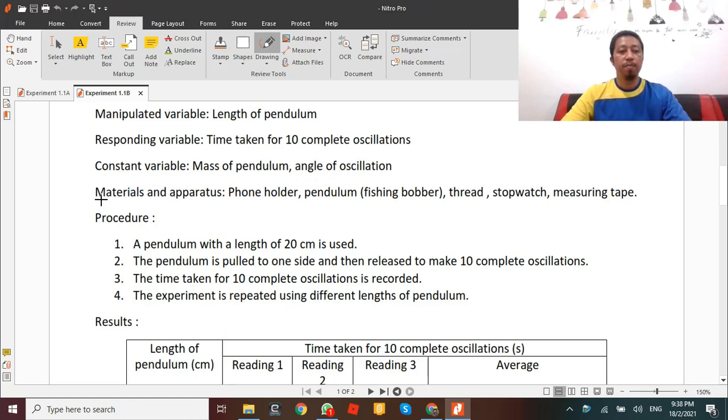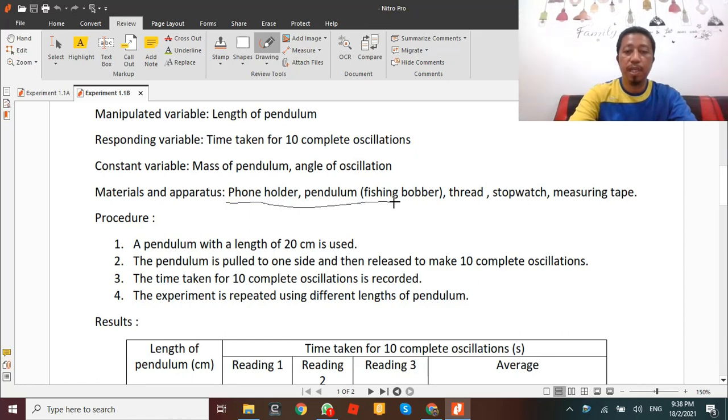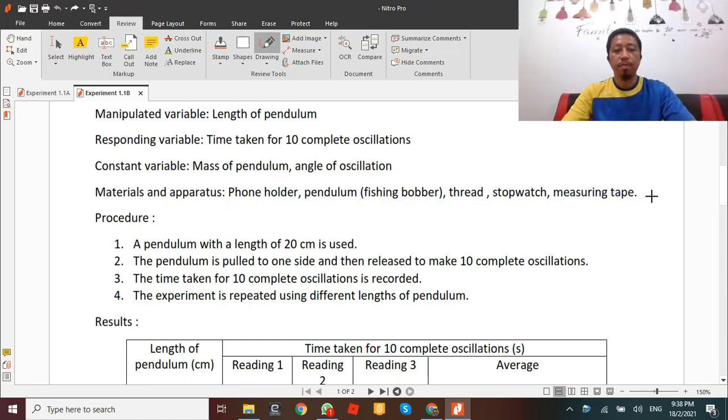Okay. Next, we have materials and apparatus. For this, I use a phone holder, and then the pendulum I substitute with a fishing bobber or fishing float, and then thread, stopwatch, and measuring tape. So this is all the materials and apparatus that I use today for our experiment.